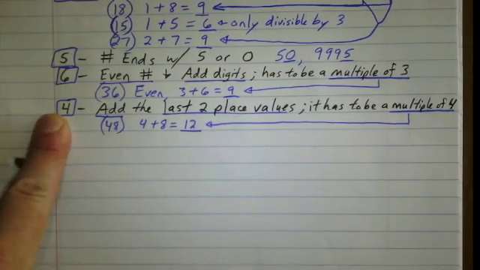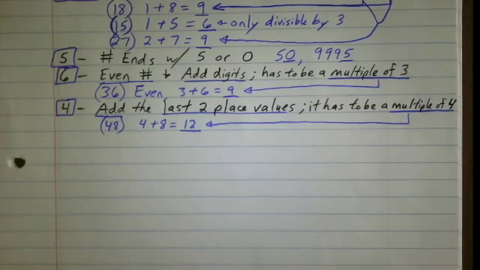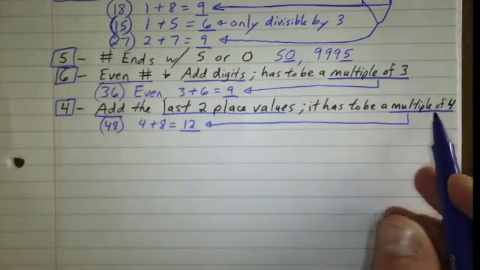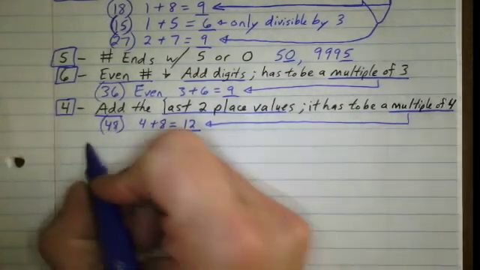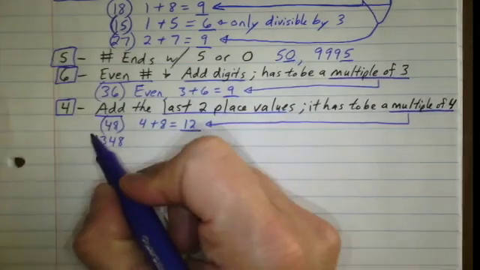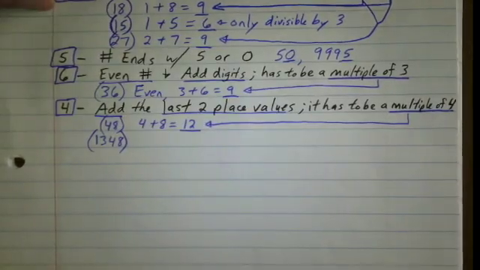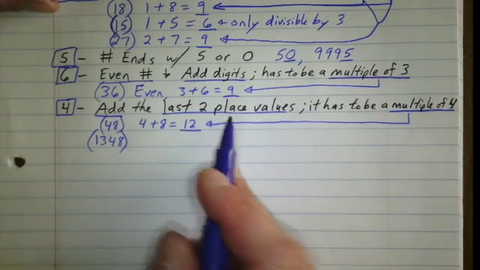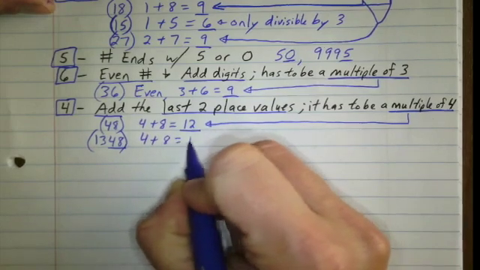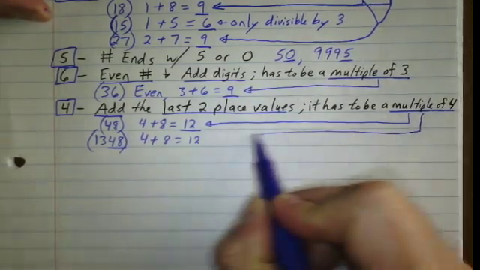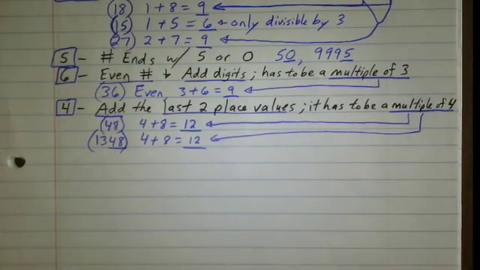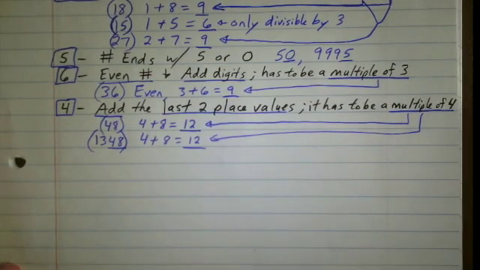What if you give me a really, really large number? Doesn't matter what number you give me if the last 2 digits, when you add them together, is a multiple of 4. So for example, this was 48. What if I gave you the number 1,348? So again, with 4s, you're just adding the last 2 place values. The last 2 place values are the 48 again. So we already know 4 plus 8 equals 12. And that is a multiple of 4. So it's kind of a trick with the last 2 place values. The last example I have is 8.